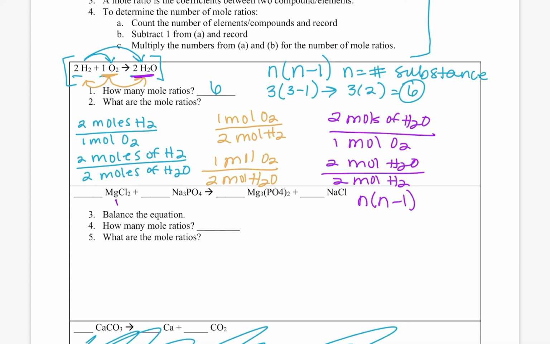Basically, if this is substance 1, 2, 3, 4, for all of your mole ratios, you're going to pick a number. So say we're starting with substance 1. We'll say sub 1. You're going to put that in a fraction as the numerator, and the other substances are going to be the denominator. Since here you have 4 substances, you'll have 4 mole ratios where substance 1, magnesium chloride, is your numerator, and then you plug in the other substances as the denominator. After you get those, you'll move on to the next substance and keep doing that. Okay.